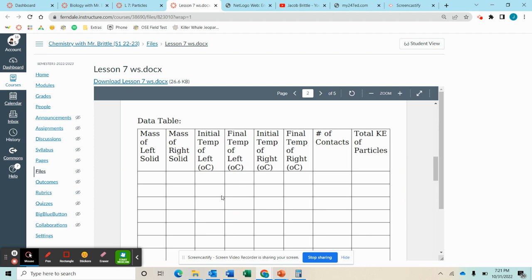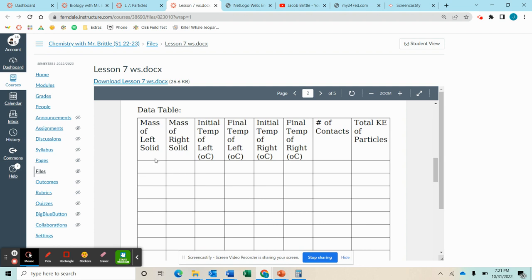The data table here, you do not need to use all of the data table. And in fact, I think we decided to cross off this total KE of particles and make it time. And you can fill out as much or as little of this. Remember, you're picking one independent variable. So like one thing's going to be changing this whole time. So most of the numbers that you write in a column are going to be the same.